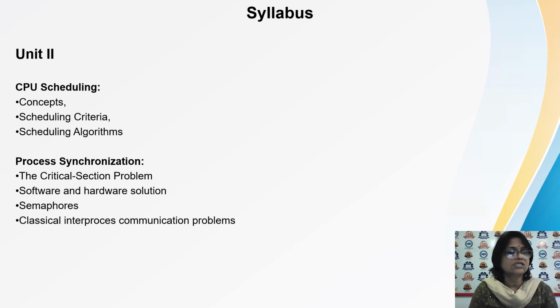Being the primary computer resource, the processor's scheduling is very necessary. So there is the concept of CPU scheduling, and the different scheduling algorithms like FCFS, priority scheduling, round robin scheduling, and SJF, that is, shortest job first scheduling. It will be covered in unit 2.